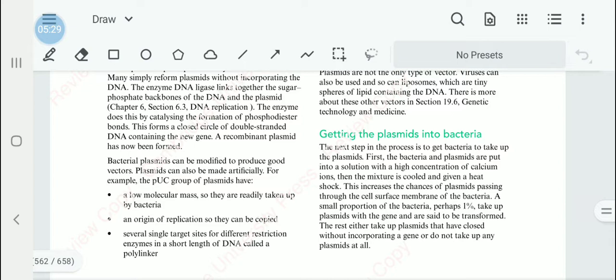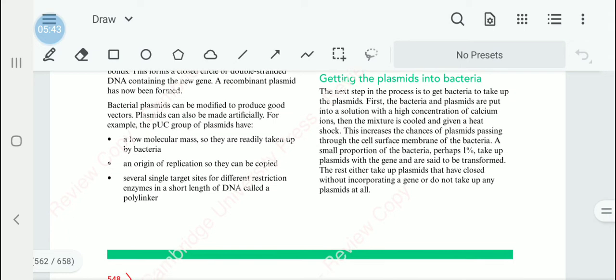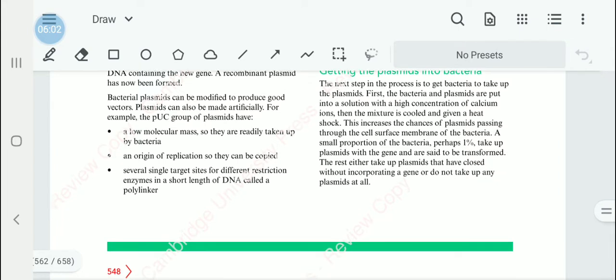Now, we can not only obtain bacterial plasmids, but we can also produce them artificially. There is a group called the pUC group of plasmids. They have a low molecular mass, so they can be taken up by bacteria quite readily. They have an origin of replication, so they have the ability of being copied.